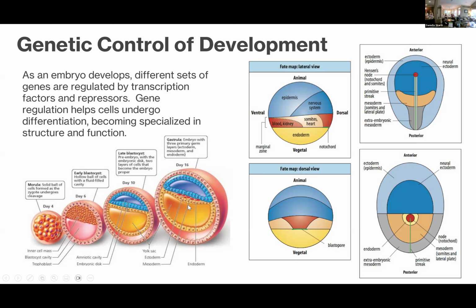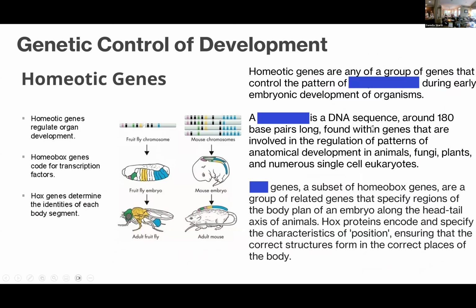And there are some disorders that, like if the mesoderm doesn't form correctly, you can get some very major health problems. Yeah, it's interesting. So then we have what are called homeotic genes. Homeotic genes are any group of genes that control development and body formation during early embryonic development of organisms. So what is a DNA sequence around 180 base pairs found within genes that is involved in regulation of patterns?